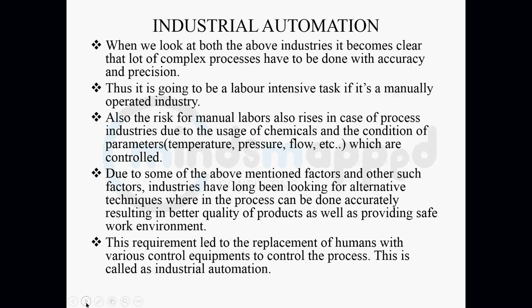So due to some of the above mentioned factors and others, industries have long been looking for alternative techniques wherein the process can be done accurately, resulting in better quality of products as well as providing a safe work environment. The idea is that you want to keep your human manual labor out of harm's way while producing more product of better quality. This requirement is what led to the replacement of humans with various control equipment to control the process. This is called industrial automation.